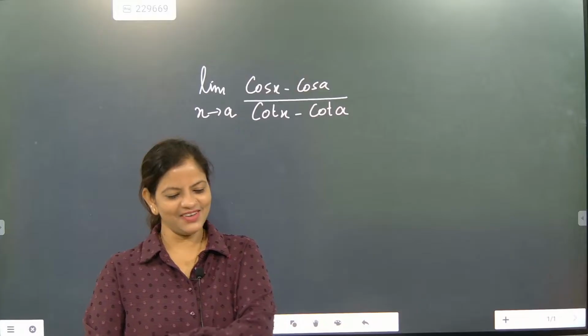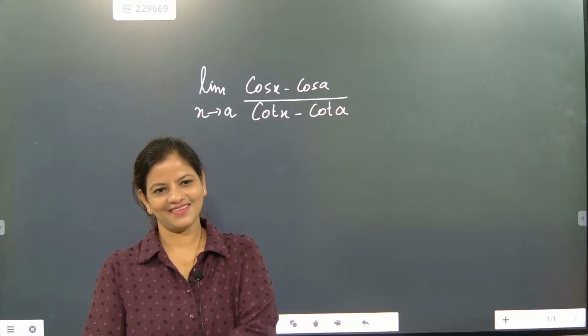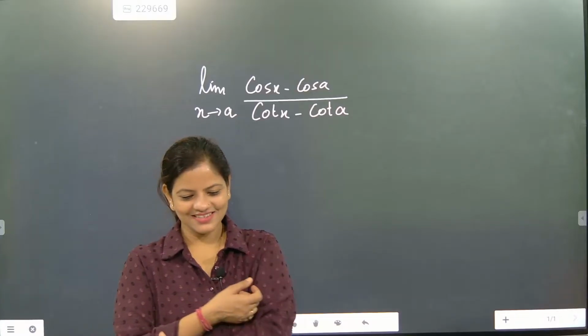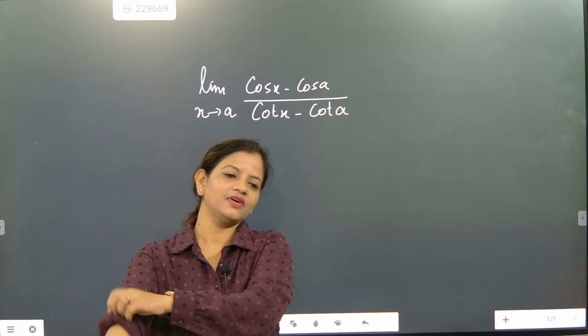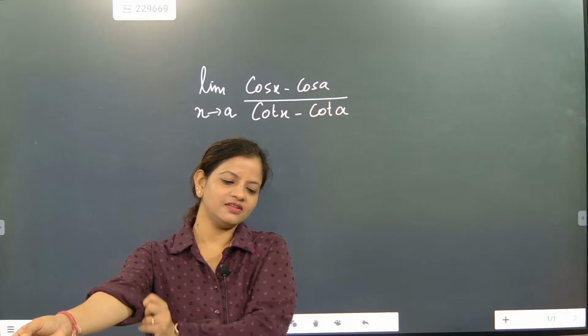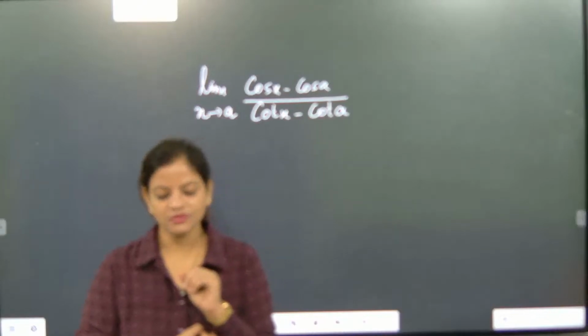First step only, write very fast. After that, full speed slow. Why? Try at least. See, only one thing I'll tell you: convert cot as cos by sin. That's the biggest clue. If you convert it as cos by sin, you'll be able to solve it in no time.